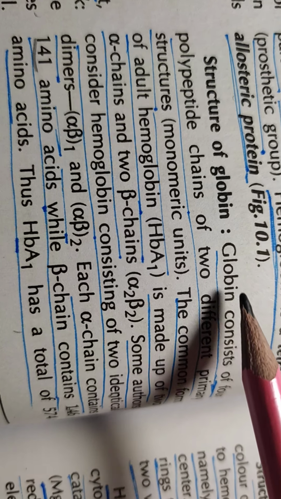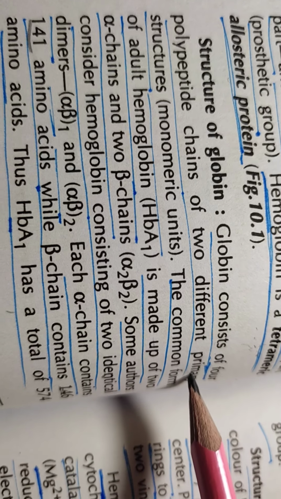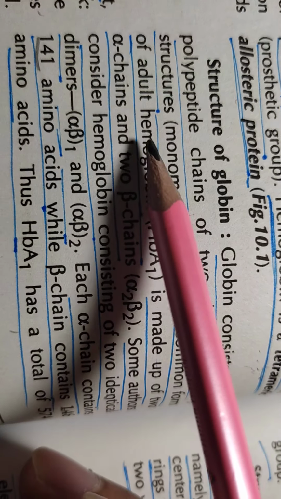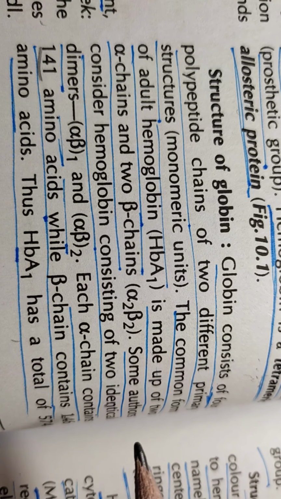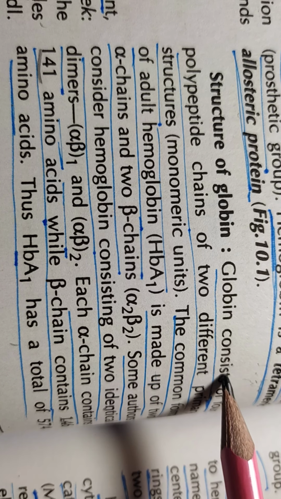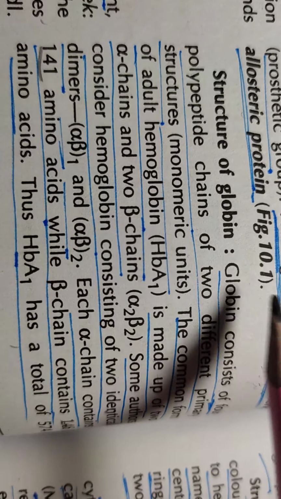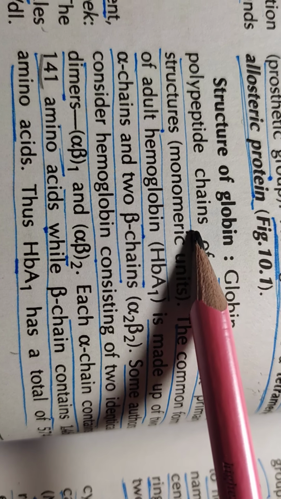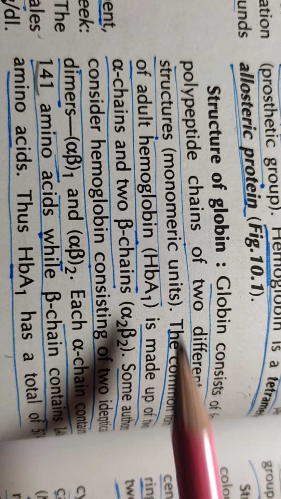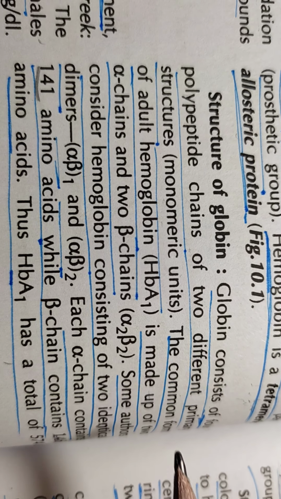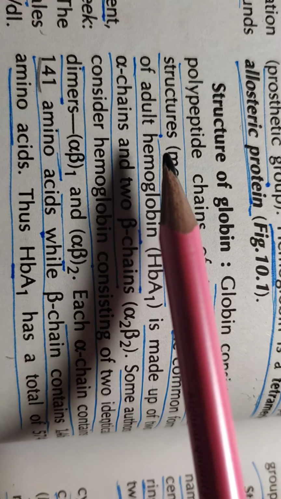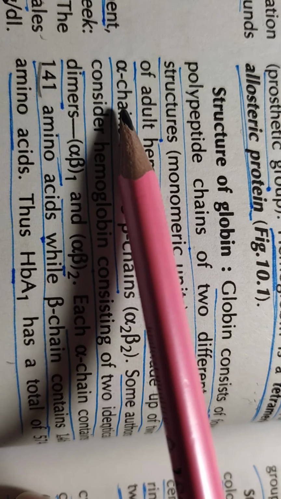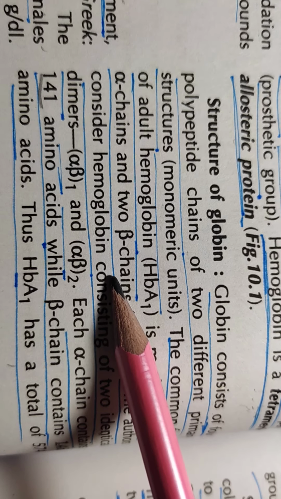Coming to the structure of globin, globin consists of 4 polypeptide chains of 2 different primary structure monomer units. So globin consists of 4 polypeptide chains, and among the 4 chains there are 2 different primary structures. The common form of adult hemoglobin is made up of 2 alpha and 2 beta chains.